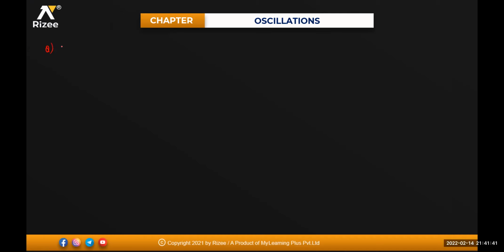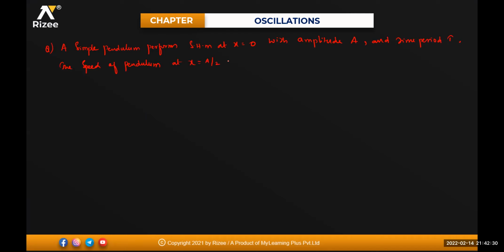A simple pendulum performs SHM at x is equal to 0 with amplitude capital A and time period capital T. The speed of the pendulum at x is equal to A by 2 will be. Can anyone bet?